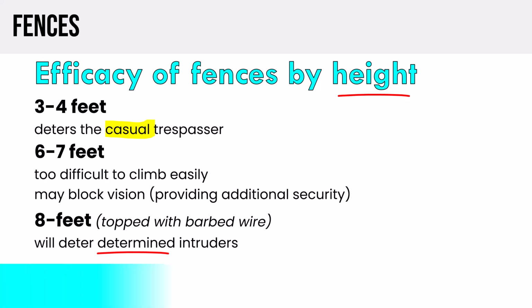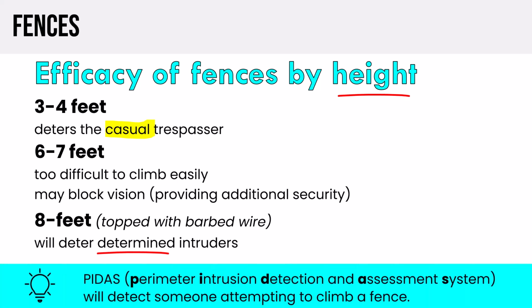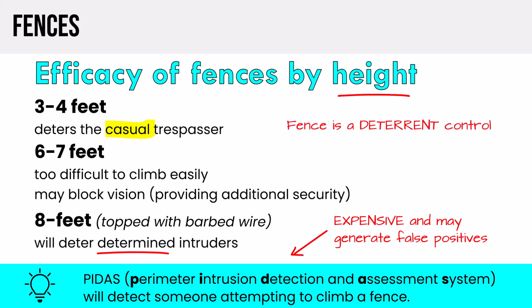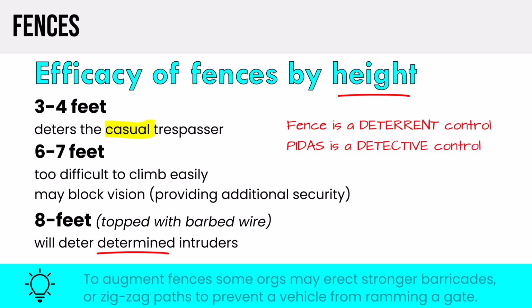And then we could even employ what's called a PIDAS, a perimeter intrusion detection and assessment system, which will detect someone attempting to climb a fence. PIDAS is an expensive control and it may generate false positives. So a fence tends to be a deterrent control and PIDAS is a detective control. Focus on fence for the exam.